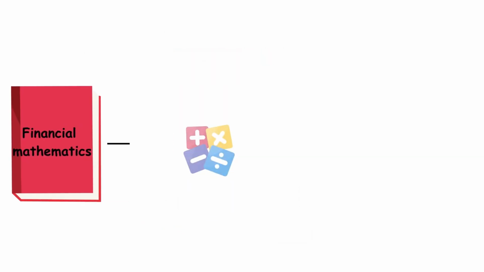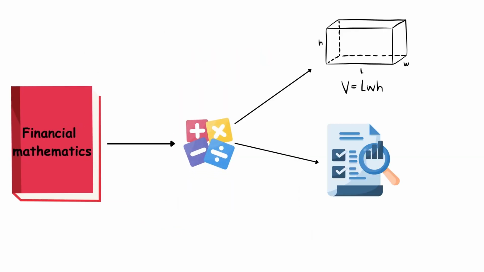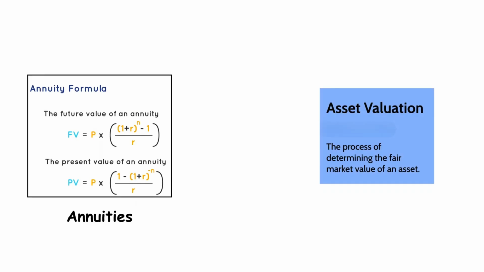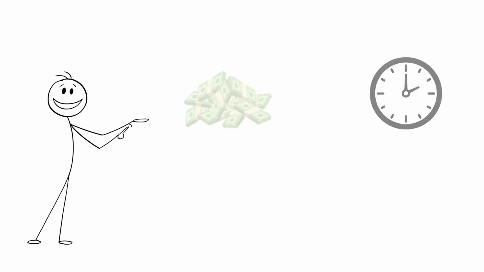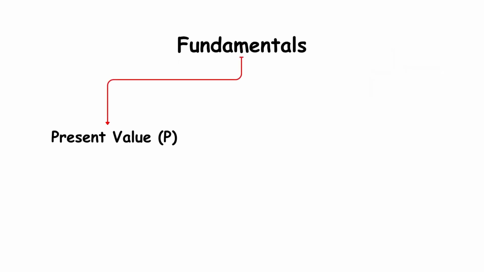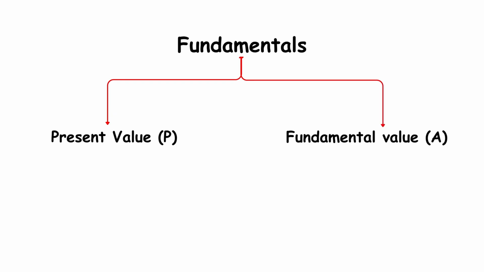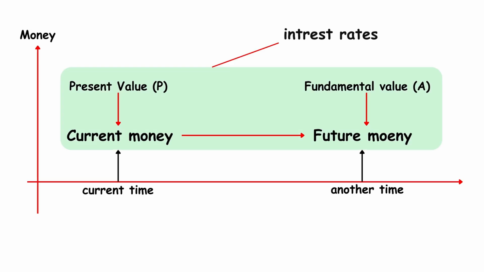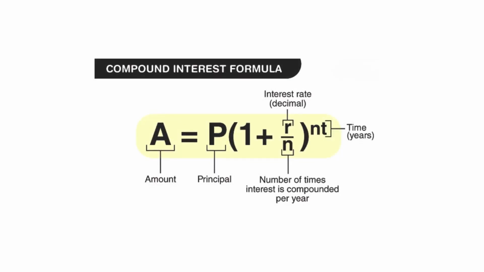Financial mathematics applies mathematical tools to model, analyze, and solve problems related to investments, loans, amortizations, annuities, and asset valuation. Its purpose is to quantify the value of money over time and optimize economic decision-making. Among its fundamentals are present value, or P, and future value, or A, which relate current money to its equivalent at another point in time through interest rates, as in the compound interest formula, which calculates the accumulated amount after n periods at a rate r.